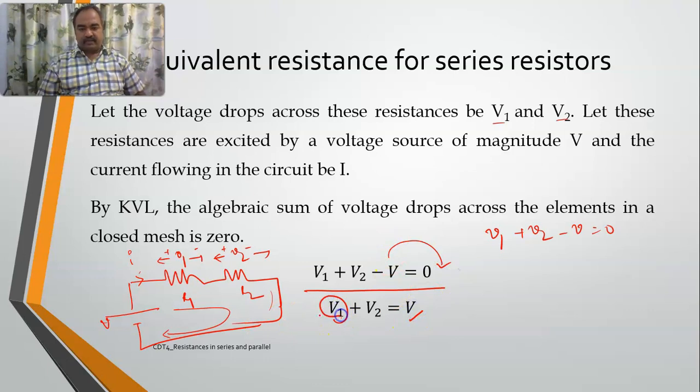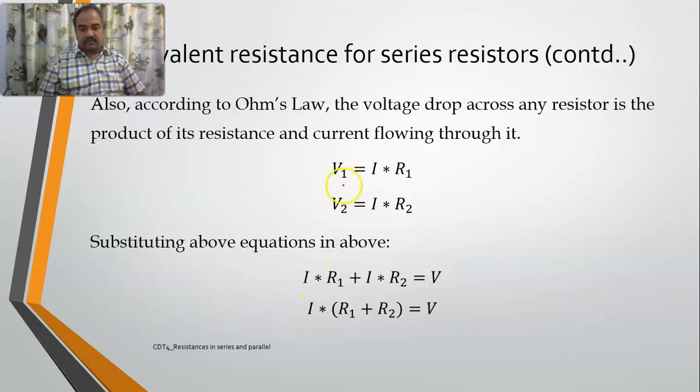You know V1 already. What is V1? By Ohm's law, V1 is equal to I into R1. Similarly, V2 is equal to I into R2. So if I substitute them, V1 is equal to IR1, V2 is equal to IR2, and take I as common, I'll get I times (R1 plus R2) is equal to V.